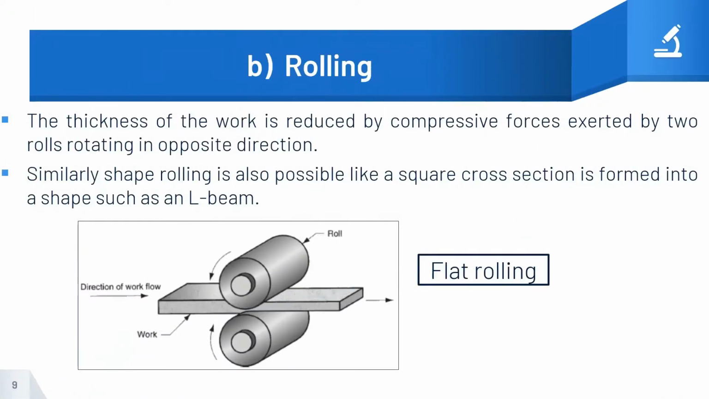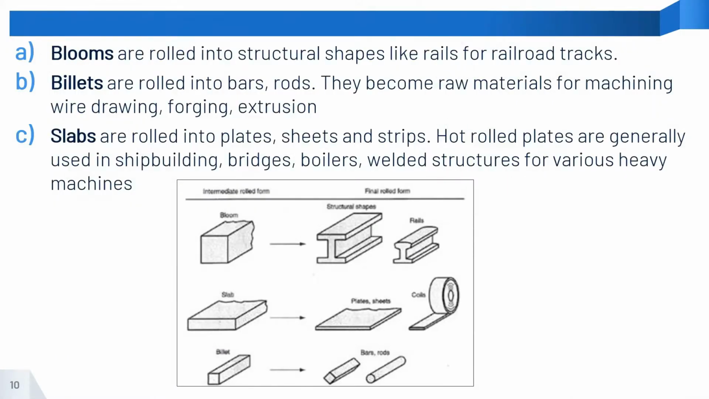Rolling. The thickness of the work is reduced by compressive force exerted by two rolls rotating in opposite directions. Bloom rolls into structural shapes, billet rolls into bar and rod, slab rolls into plate, sheet and strip.